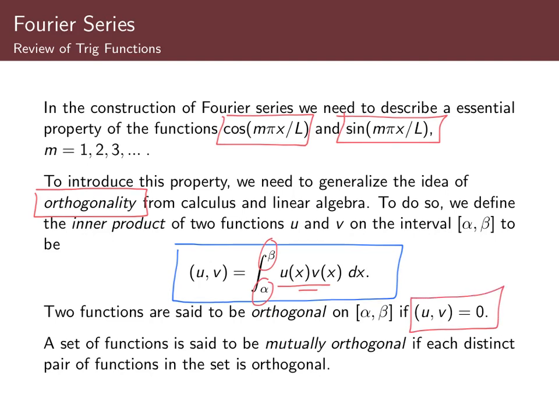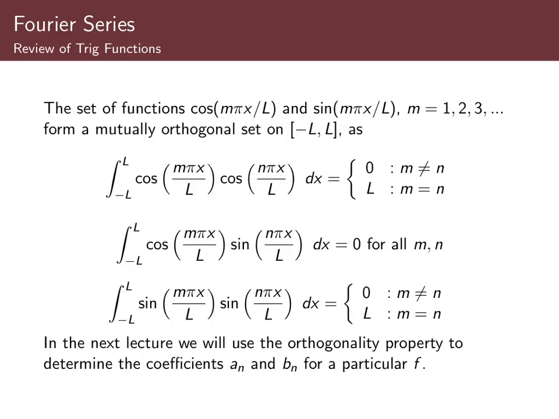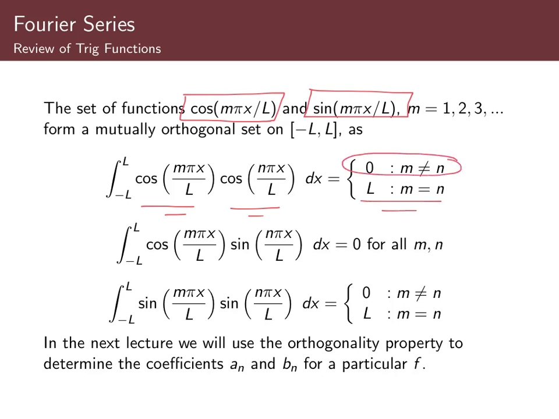A set of functions is said to be mutually orthogonal if each distinct pair of functions in the set is orthogonal. What's really nice about our sine and cosine Fourier basis functions is that they're mutually orthogonal. If I take any two of the cosine functions and take their inner product from negative L to L, I'm going to get 0 unless it's the same function. The only time you can integrate two cosines of that type together and get something non-zero is if they're both cosine of n pi x over L. In that case, you get L. If you multiply the cosines and sines together, you're always going to get 0, so they're always orthogonal.